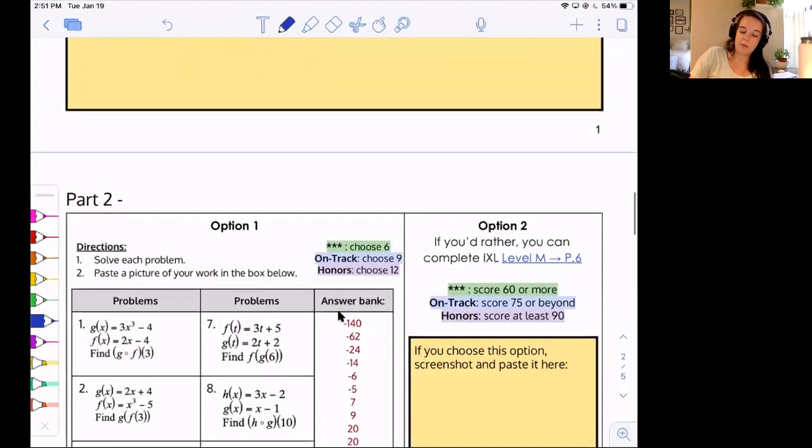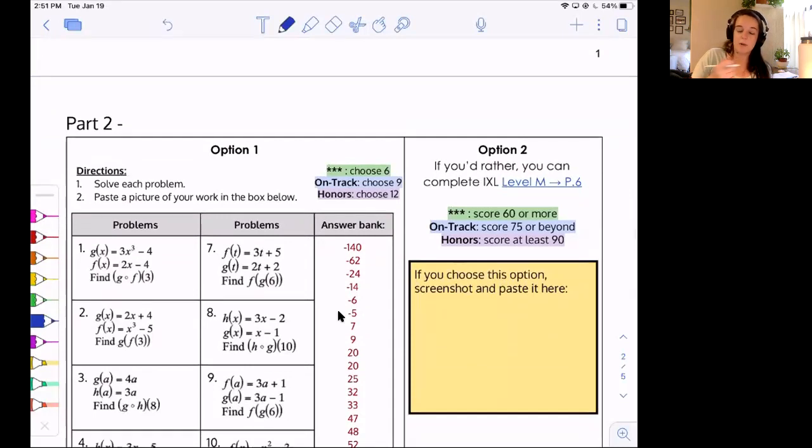And then for part 2, you have an option. Remember, option means or. We're doing one or the other. You're not doing both. Don't do both. It just takes more time. So you are either doing problems by hand or IXL. You can decide which one you like better.